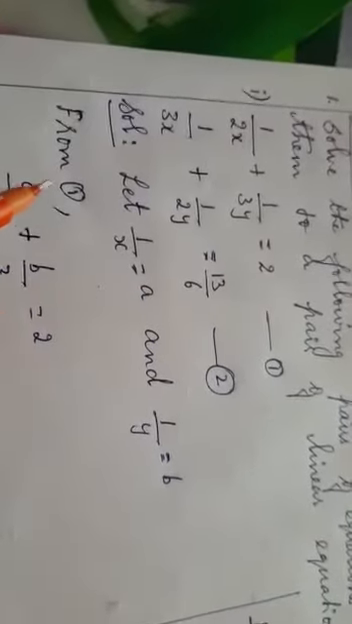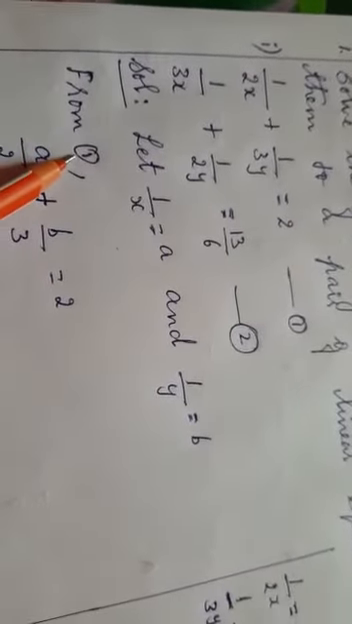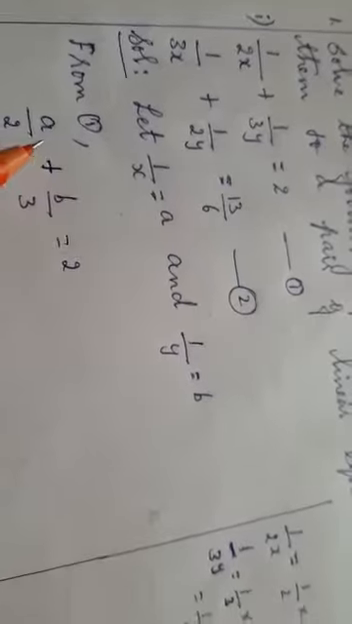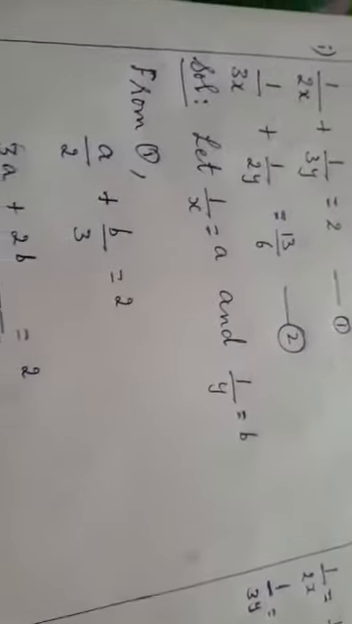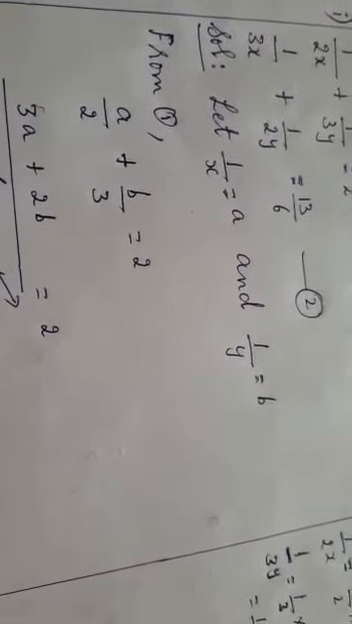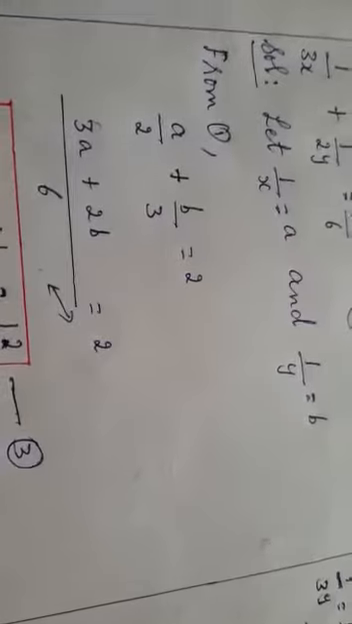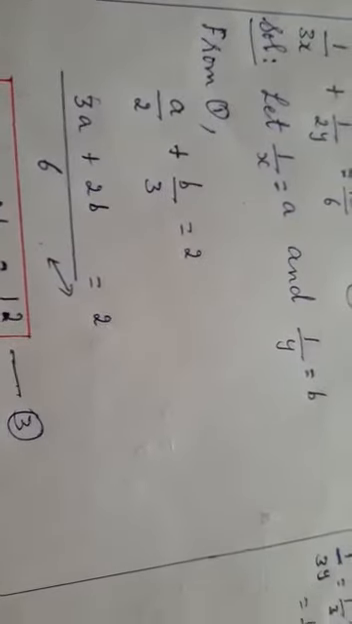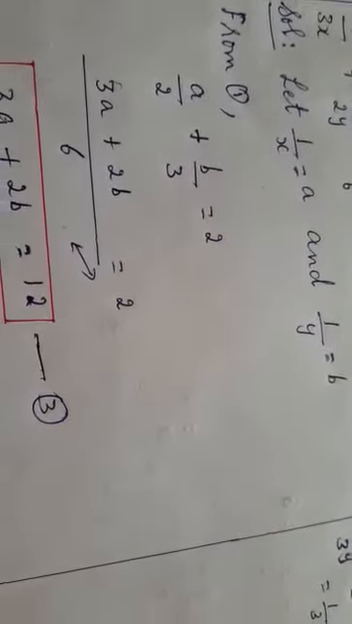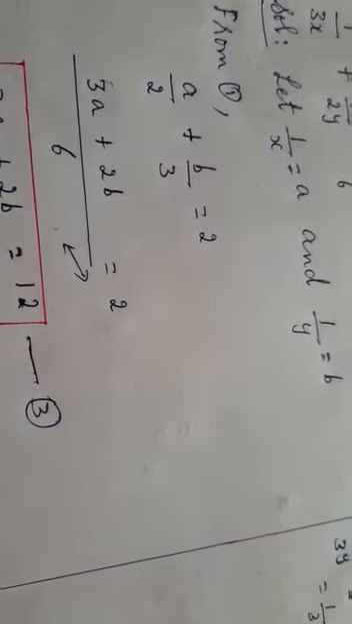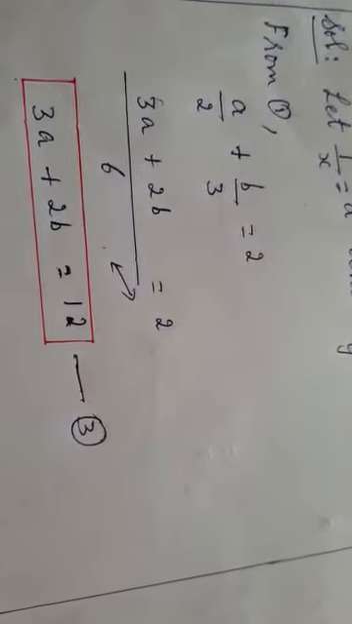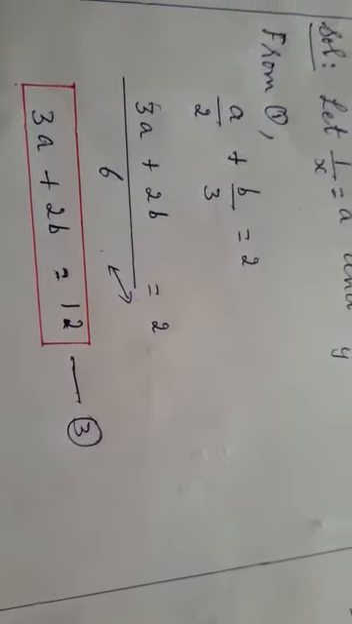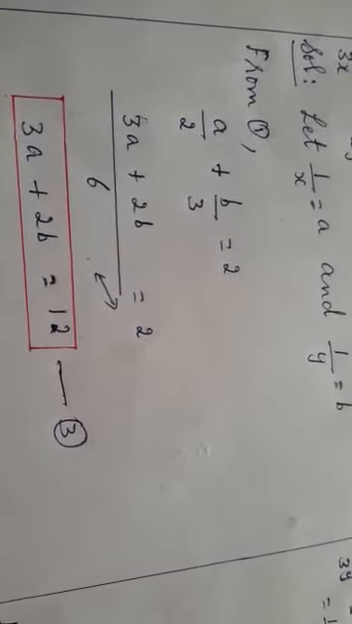Now take the first equation. We are substituting 1 by x as a, so we get a by 2 plus b by 3 is equal to 2. Now take the LCM for 2 and 3. The LCM for 2 and 3 is 6. So 3a plus 2b is equal to 6 multiplied by 2, which is 12. We take this as the third equation.